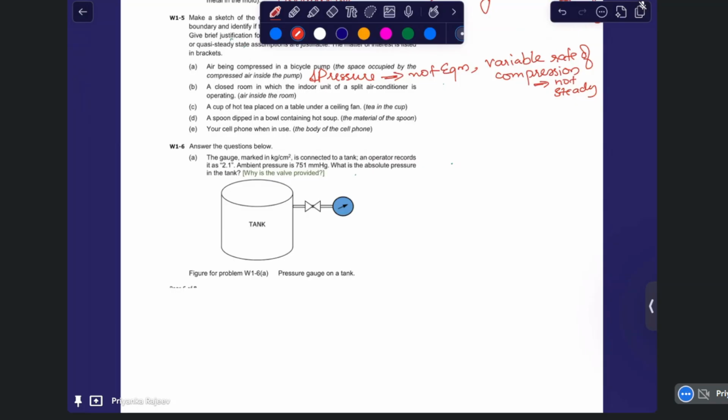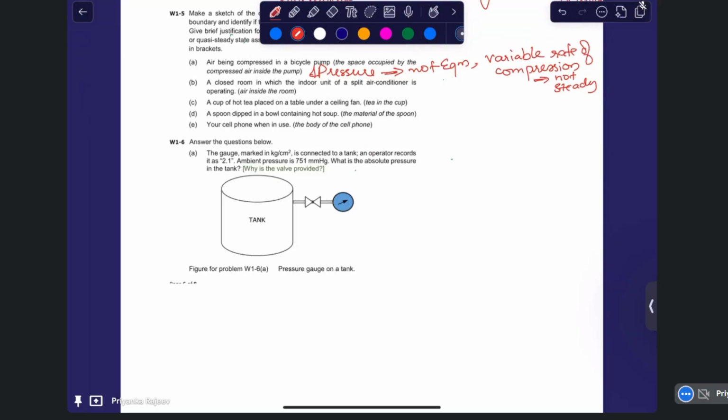Next is a cup of hot tea placed on a table under a ceiling fan. So hot tea under a fan is not in equilibrium because a cooling process is happening. So thermal equilibrium is not there. And it is not steady state because temperature is varying with time. So again, not equilibrium and not steady state.